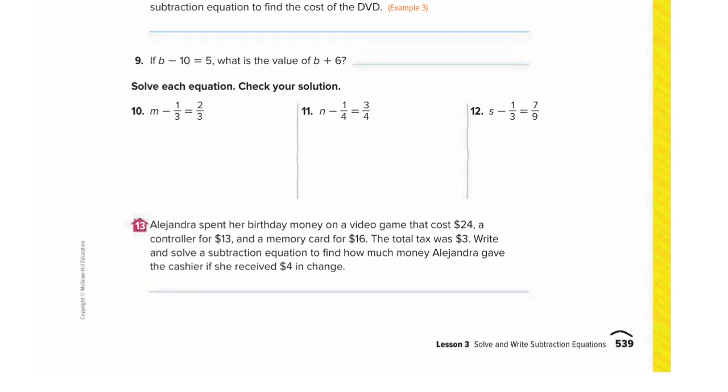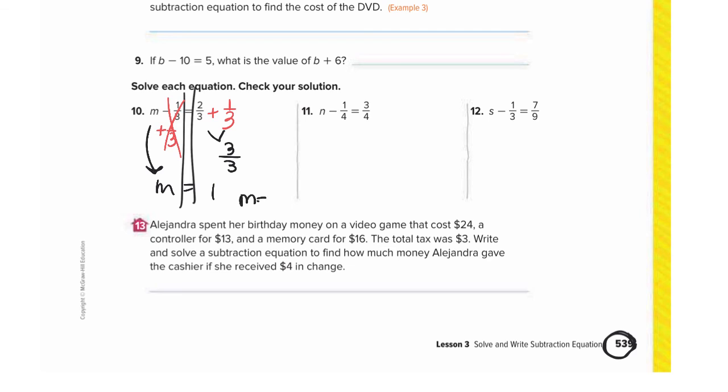Okay, last few problems. We're now on page 539. Same thing, we're going to solve 10 through 12. These are just like the ones we did before, but with fractions. Again, we want to solve for m. We have to isolate the variable, get it by itself. So I need to undo this minus 1/3, and to do that, I need to add 1/3 to both sides. That'll cancel these out because they are inverse operations. So we're left with m equals 2/3 plus 1/3 is 3/3, and 3/3 is just 1 whole.